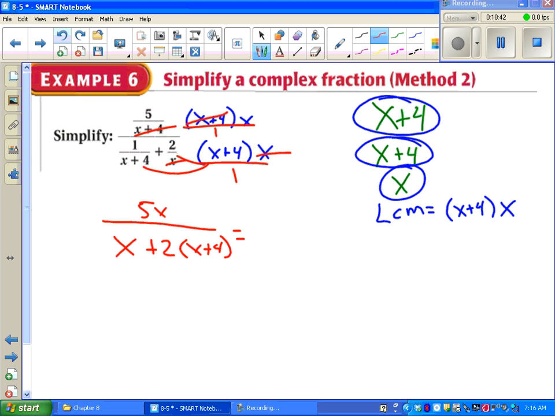If you stop there, you're not quite done. Simplify this. Pause the video and try that on your own. Should have ended up with something like this. You also should be trying to factor the top and bottom, but neither of them factor. So we stop.